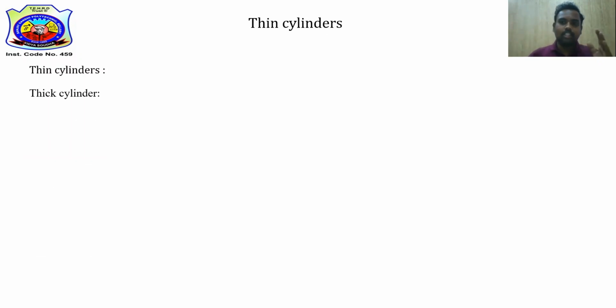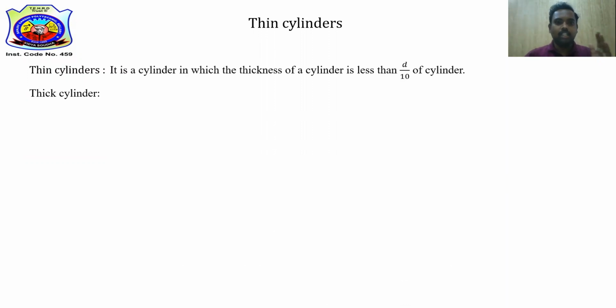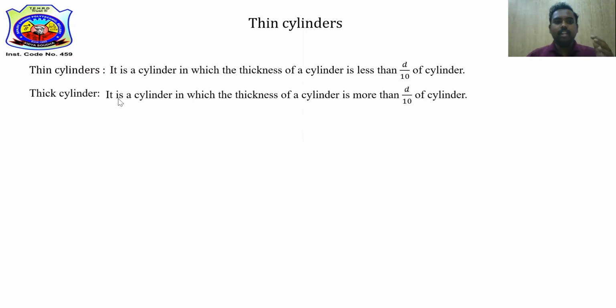So let us understand the definition of a thin cylinder. It is a cylinder in which the thickness is less than d by 10, that is 1/10 of the diameter of the cylinder. If the thickness is less than 1/10 of the diameter, then such cylinders are called thin cylinders. If it is greater, then it is called a thick cylinder. This is the definition.